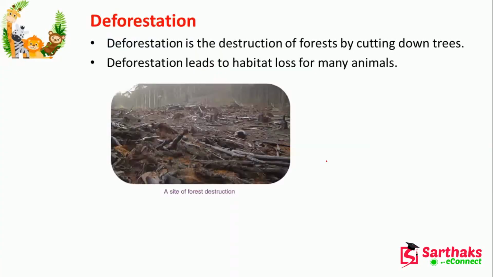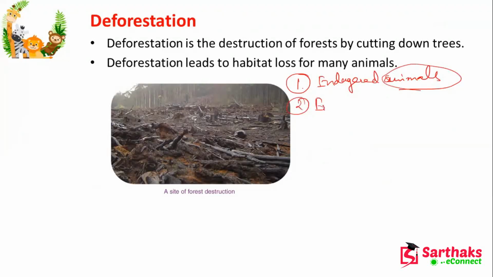Now, deforestation. The first reason why these animals are endangered, why they have gone extinct, why we cannot see them anymore: one reason is deforestation.